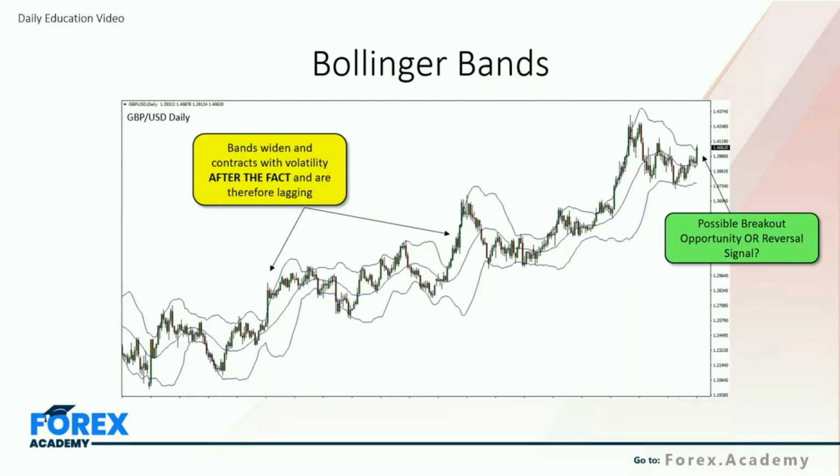Well, what we have here is a price chart. This is the cable market or the pound sterling forex market here. As you can see, guys, price is moving from left to right. The bands are widening and contracting with volatility after the fact, okay? So they are therefore a lagging indicator. The price moves, and as that price moves, the bands are going to contract or widen to reflect that movement in price. However, they do outline a certain level of structure to that price with the volatility.